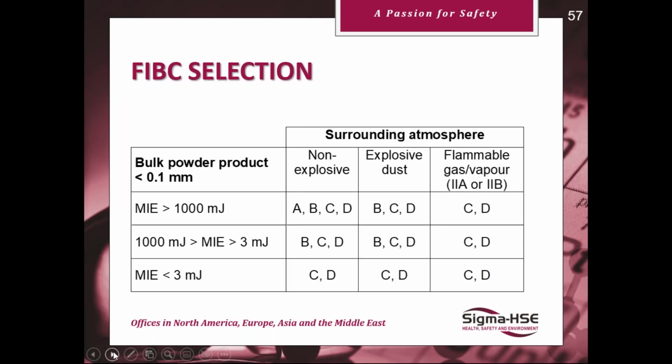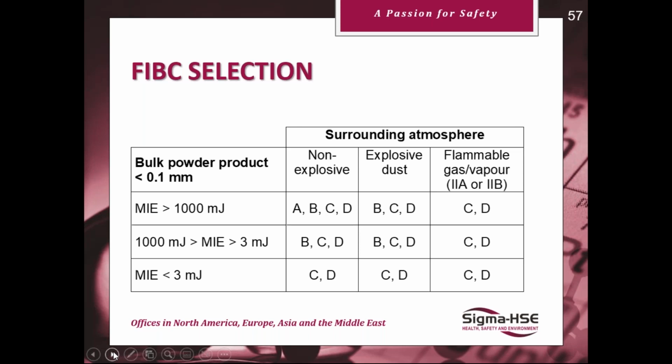So the selection here: bulk powder product, less than 0.1 millimeter. If we've got an MIE which is massive, a joule, we can use, for non-explosive atmospheres, anything; for explosive dust, B, C, and D; for flammable gases and vapors in the surrounding atmospheres, C and D, only if the gas is group 2A or group 2B.